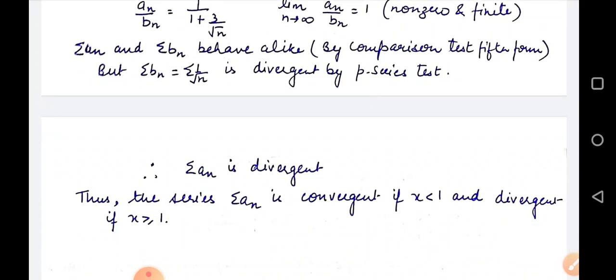सो कंबाइन रिजल्ट क्या आ गया, इक्वल टू 1 के लिए भी डाइवर्जेंट और ग्रेटर देन 1 के लिए भी डाइवर्जेंट, एंड इट इज़ कन्वर्जेंट फॉर x less than 1. Students, that's all with D'Alembert ratio test.